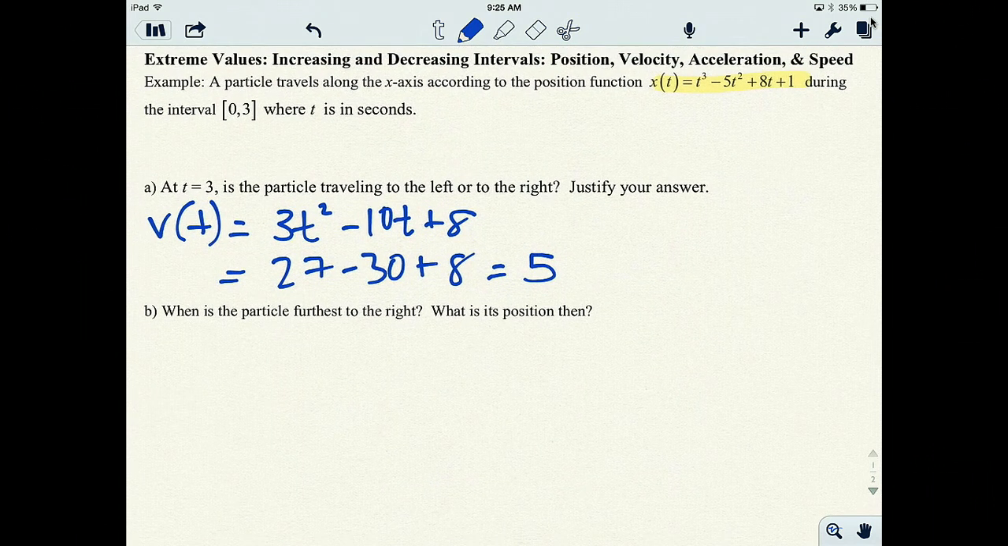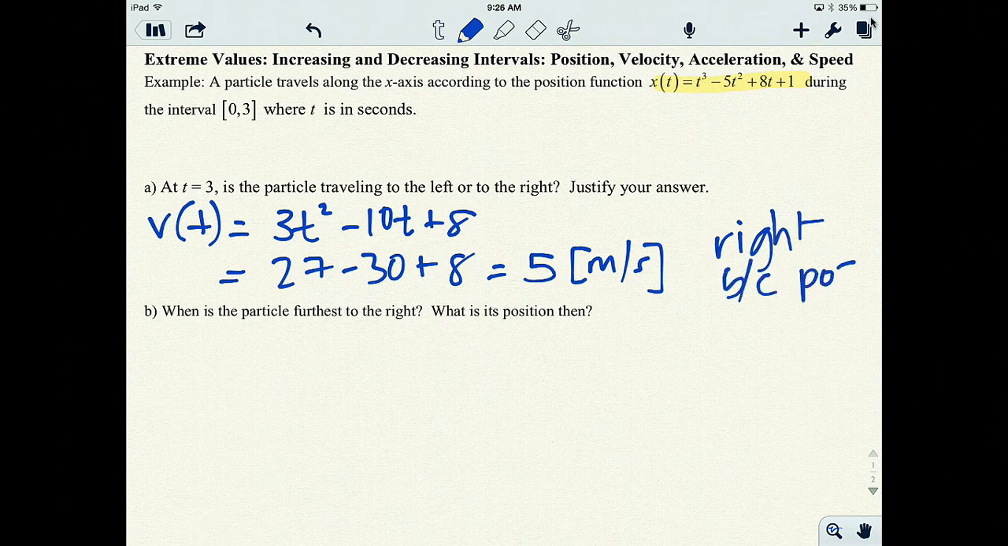And again, there's no units in this one. Remember, all of these position, velocity, acceleration problems should have units. So I don't have any units, I can't put any units. But since I have a positive number, a positive 5, and let's just say for this example I'm going to call this meters per second, I know it's going to the right because it's positive. And because I'm running out of space, I'll put right because positive.